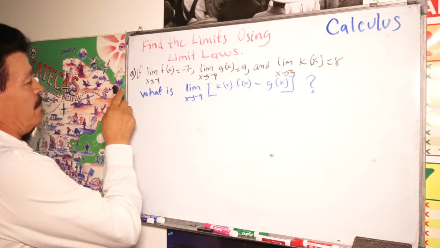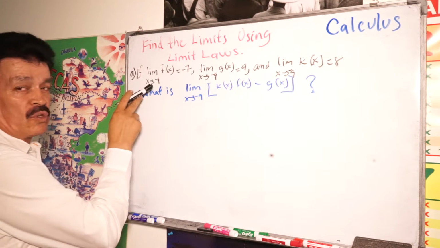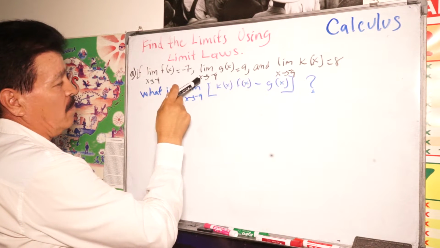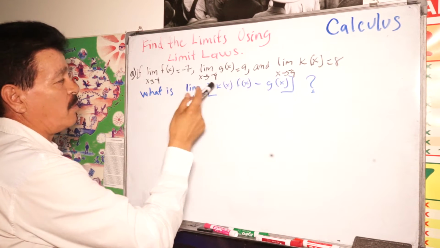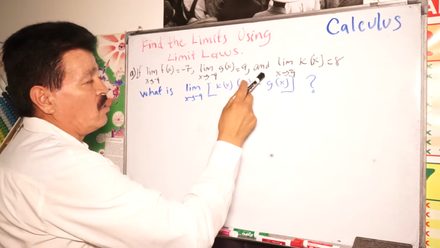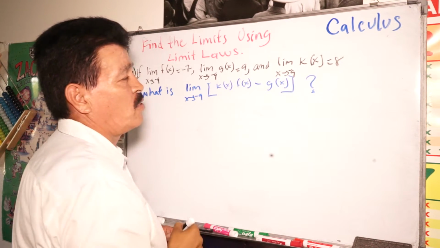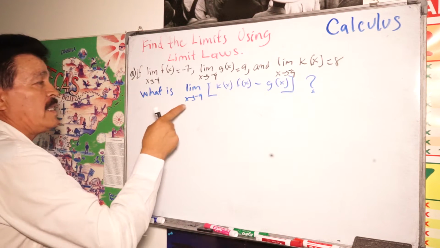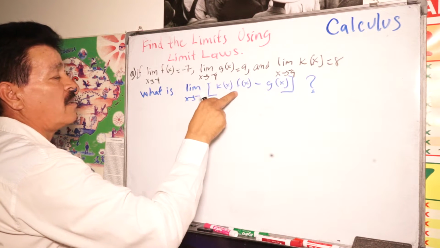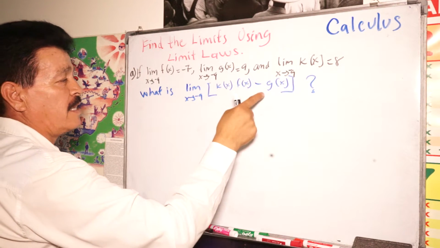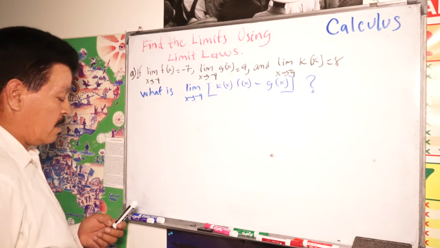Our problem is: if the limit of f of x equals -7 as x approaches -9, and the limit of g of x equals 9 as x approaches -9, and also if the limit of k of x equals 8 as x approaches -9, what is the limit of k of x times f of x minus g of x as x approaches -9? So this is our question for the day.